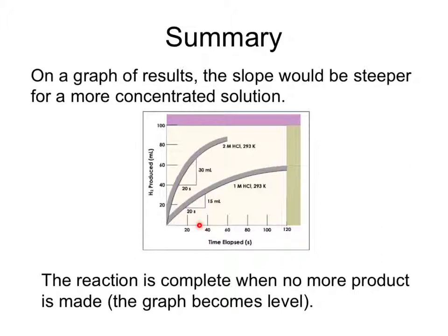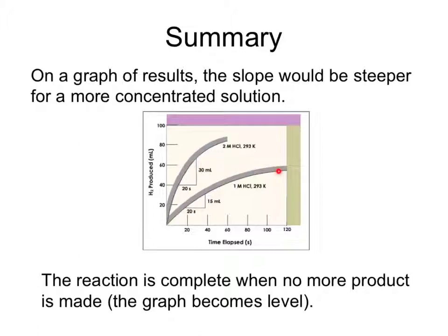So when we look at these two graphs, we can see that in the first 20 seconds, for example, this 1 mole per cubic decimeter solution of hydrochloric acid is producing only around about 20 cubic centimeters, whereas this 2 mole per cubic decimeter solution is producing around about 35-40 cubic centimeters. So that one must be a much faster reaction. So we can see from these graphs that the more concentrated the solution is, the faster the reaction is.